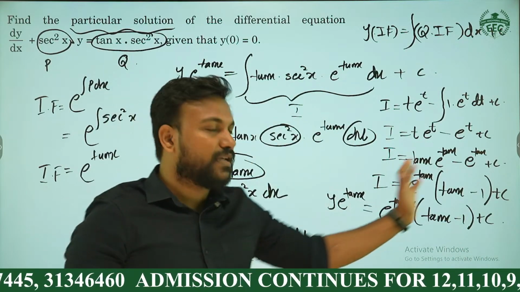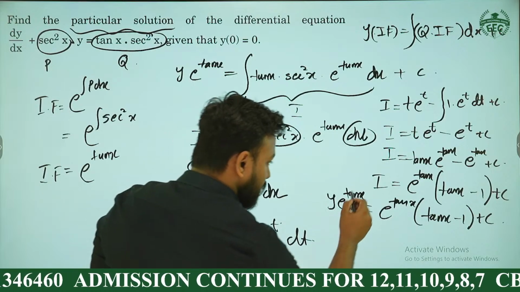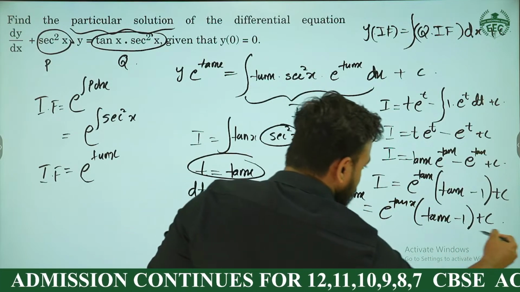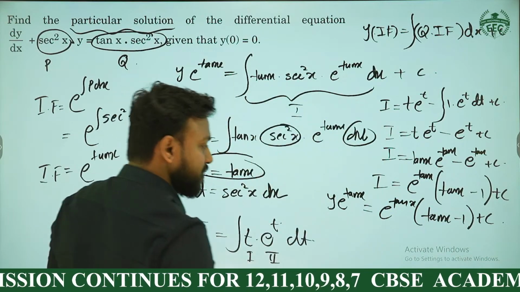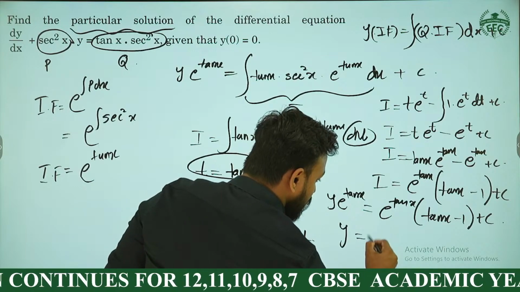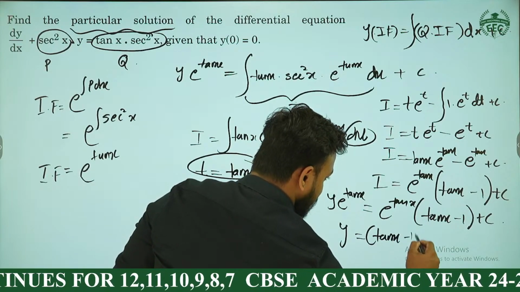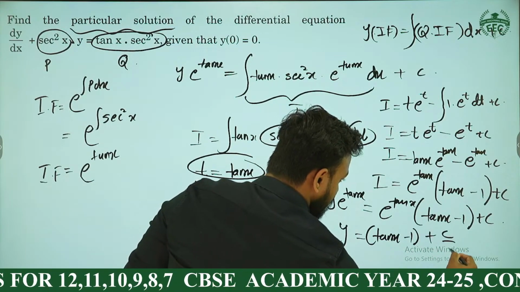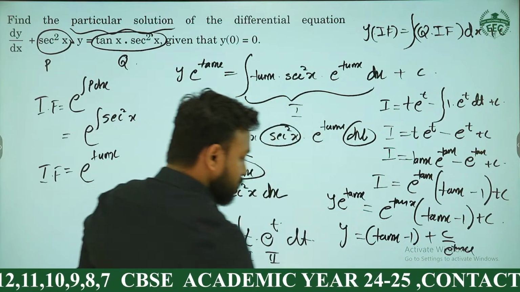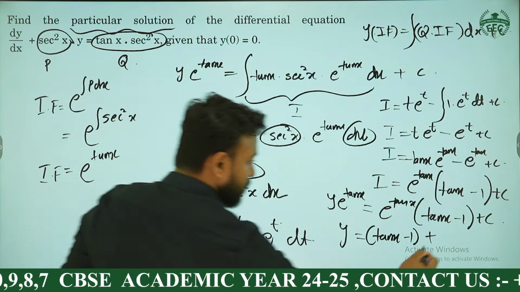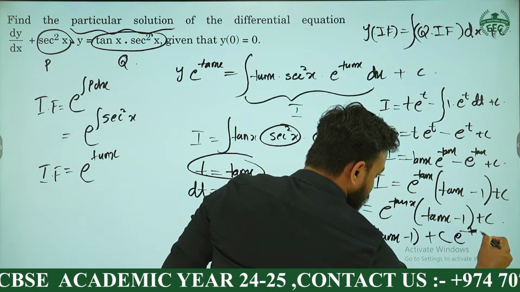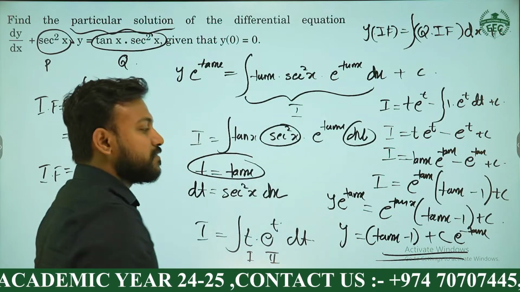You can divide the entire thing with e raised to tan x. What you will get? You can cancel this e raised to tan x with this e raised to tan x, and there will be an e raised to tan x in the denominator of c. You will get y is equal to tan x minus 1 plus c by e raised to tan x. So you can write that as c into e raised to negative tan x. That's all. That's your answer.